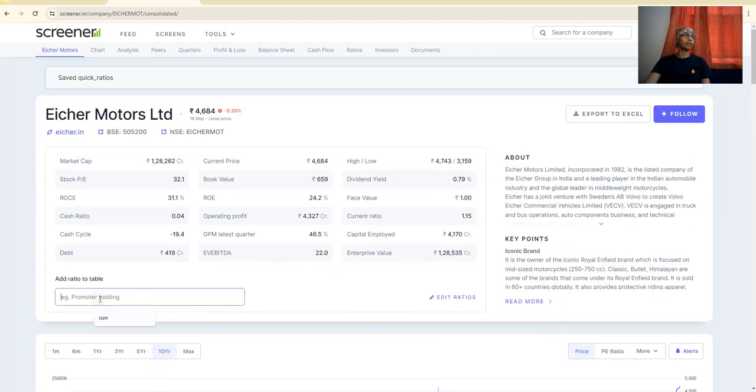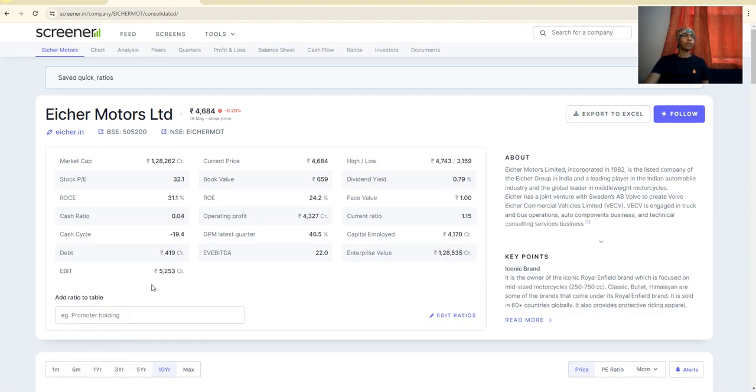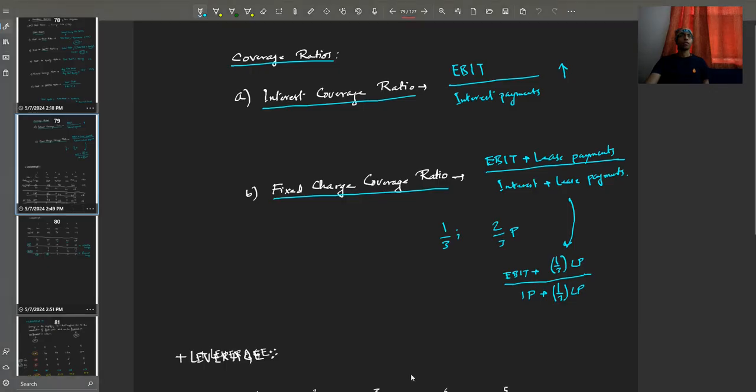What is their EBIT? EBIT, 5253. So if you come to calculate their fixed charge coverage ratio, this comes to be around 5253 plus 20 crores, let's say, divided by 51 crores plus 20 crores.